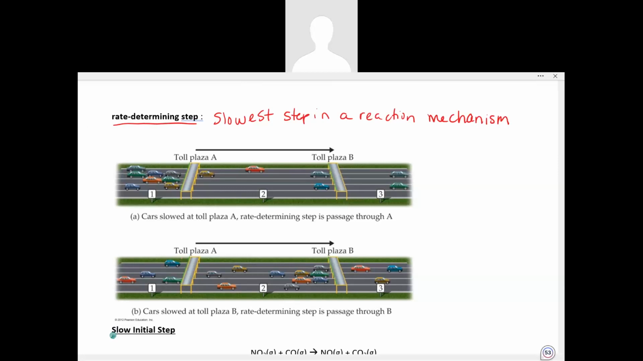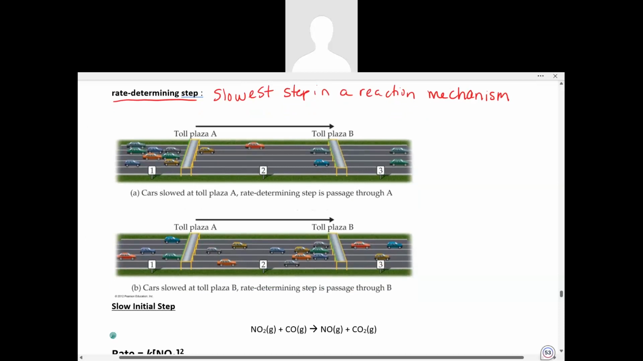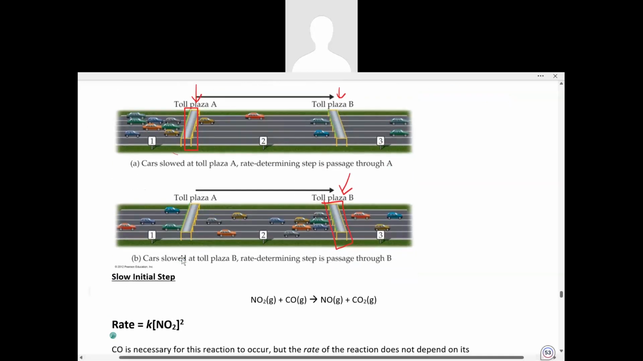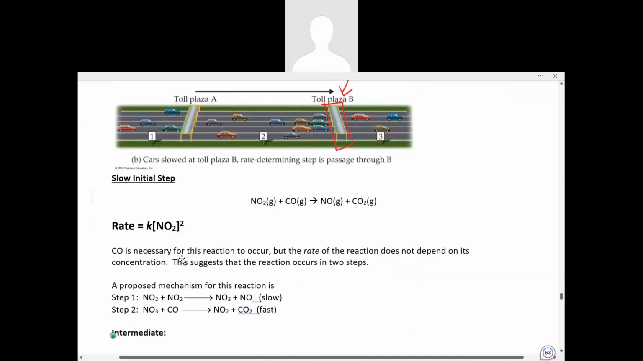So we see down here, if we have two scenarios where toll plaza A seems to be moving slower over here than toll plaza B, we would say that this would be our rate determining step. It's the slower of the two steps. Whereas in the image down below, we see that toll plaza B is slower. So this would be our rate determining step over here. Again, the reaction cannot progress any faster than the slowest step. So depending on the rate of these steps, that would be how fast a reaction can actually occur.